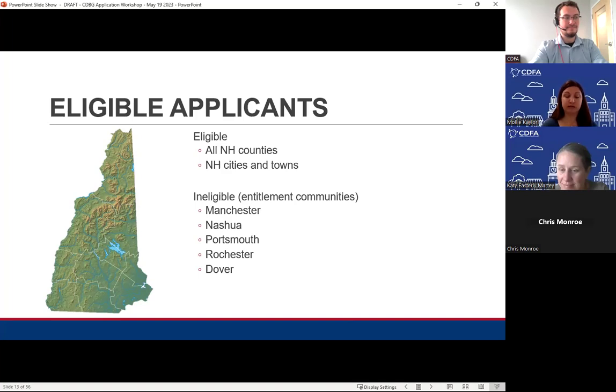All New Hampshire counties and municipalities are eligible to apply for CDBG funds, with the exception of the 5 cities that are HUD entitlement communities that I mentioned previously. Those communities are listed here on your screen: Manchester, Nashua, Portsmouth, Rochester, and Dover. If you have a project that's located in one of those municipalities, we would encourage you to reach out directly to the municipal government to talk to them about their CDBG allocation and how you might be able to access that. But again, due to federal regulations, we're not able to grant funds to projects located in those municipalities.